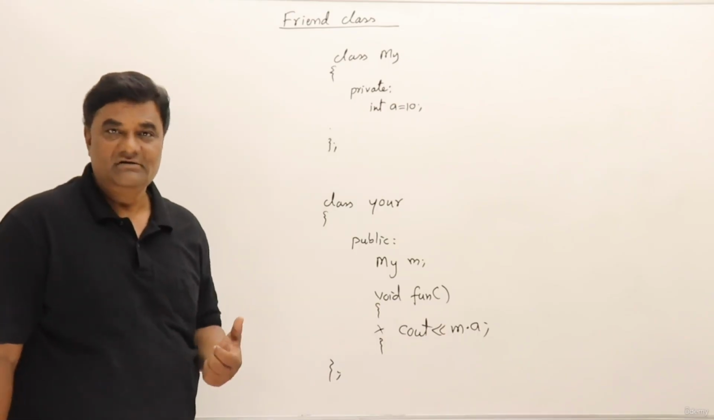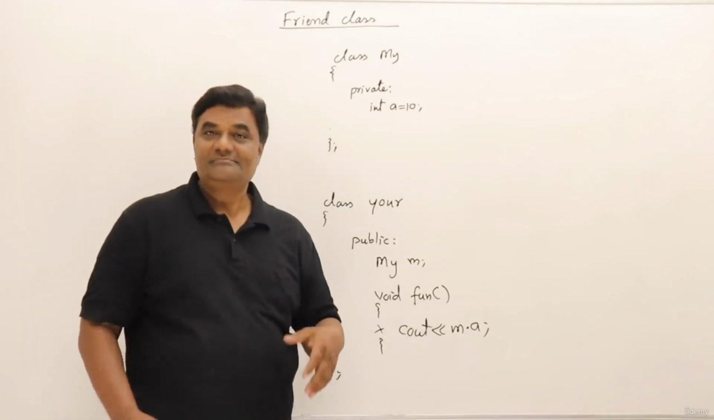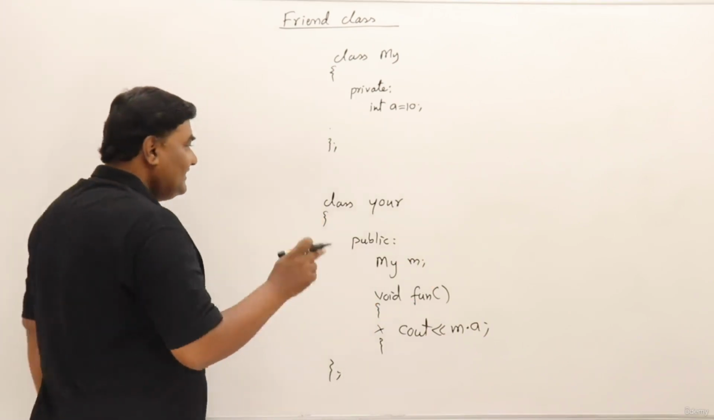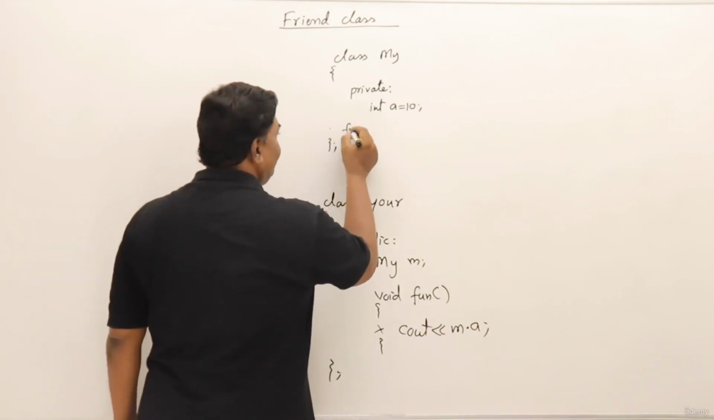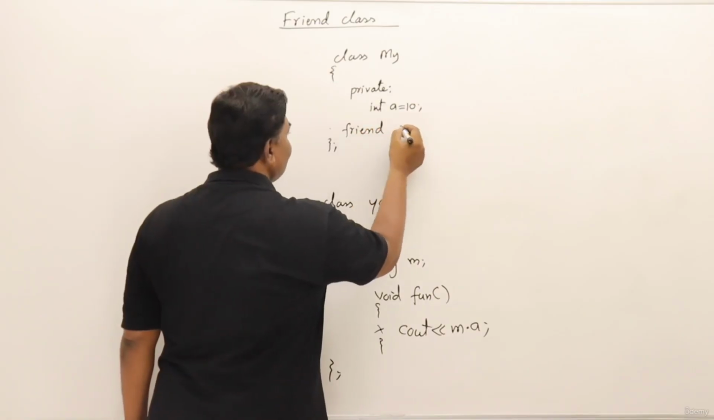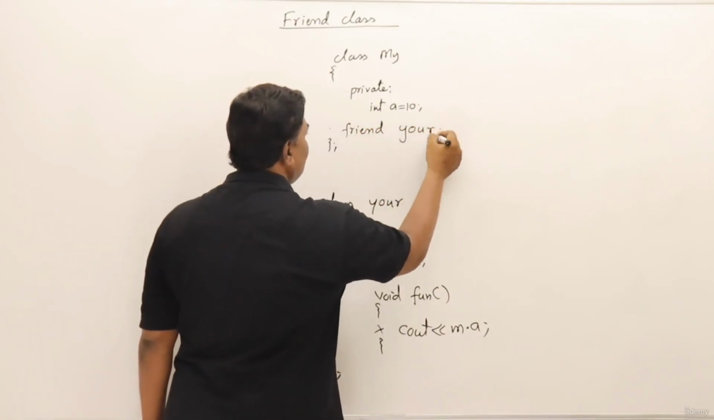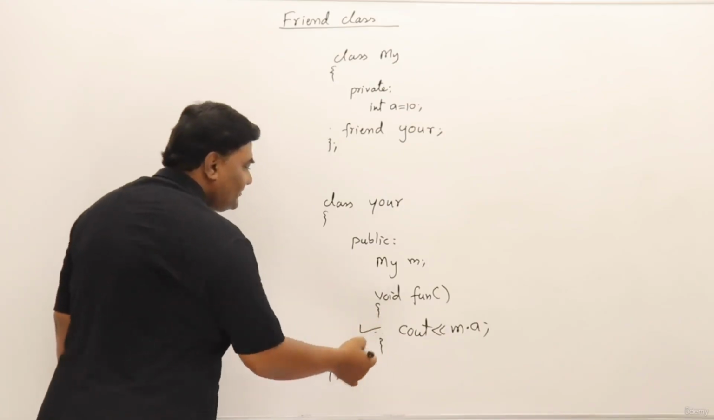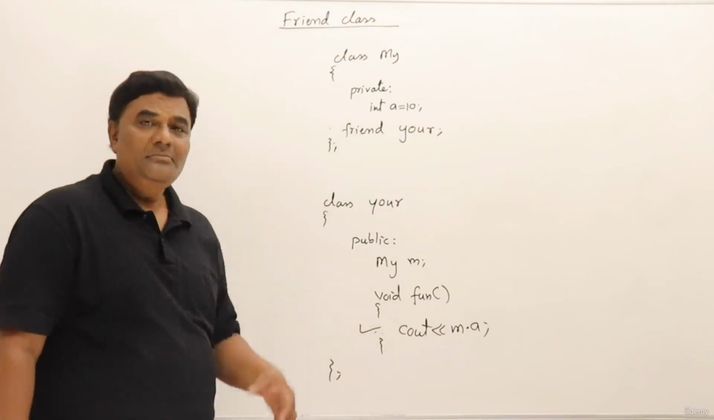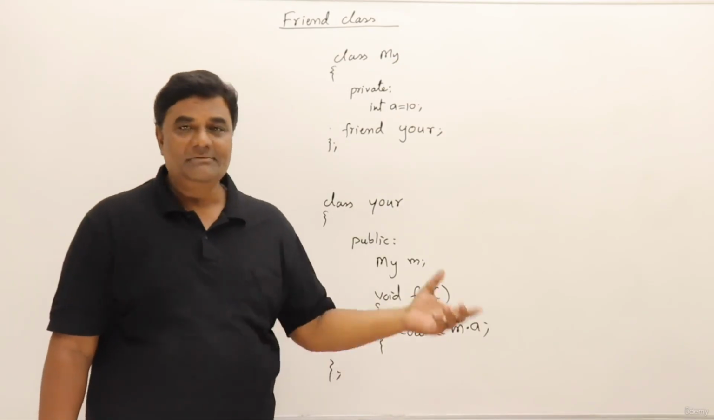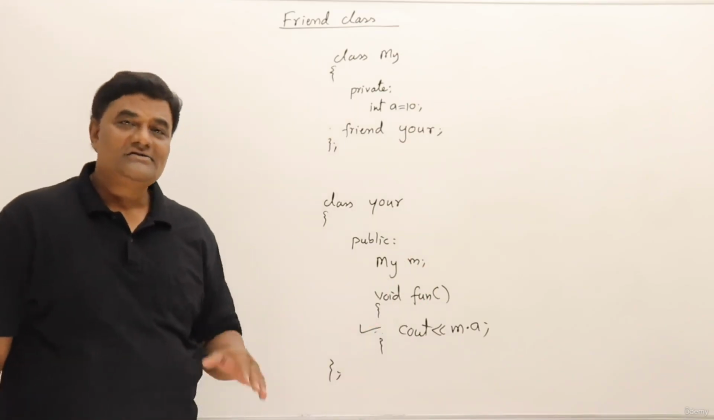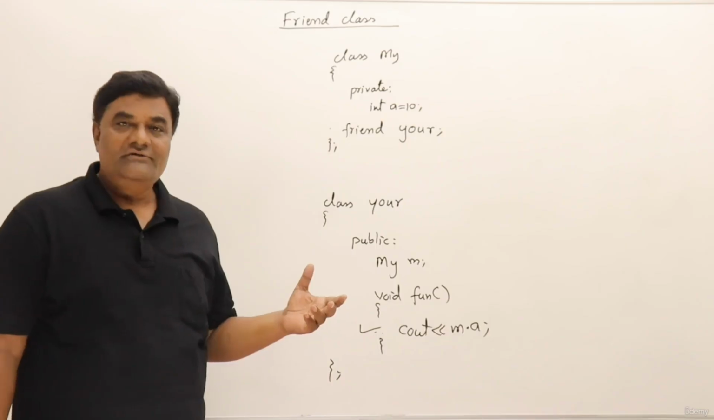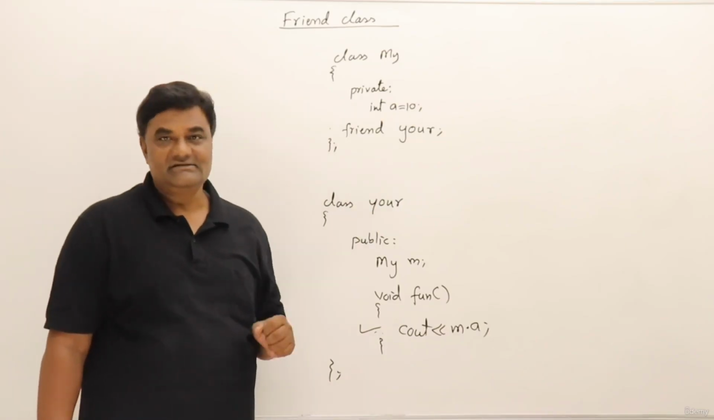How is it possible? If you want one class to access private members of another class upon an object, then you have to declare this class as a friend inside this class: friend Your. That's it. Now this is valid, this is allowed. You can access private, protected, public, all the members. So that's all. These are friend classes. They can access members of objects of other classes.